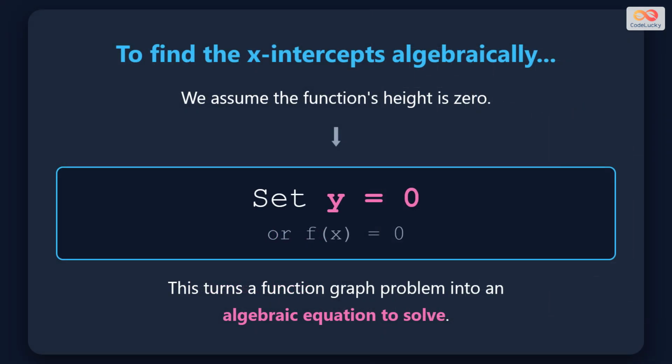This observation leads us to our main strategy. To find these points algebraically, without drawing a graph, we assume the height is 0. We replace y, or f of x, with 0. This simple step transforms a graphing problem into an algebraic equation that we can solve.